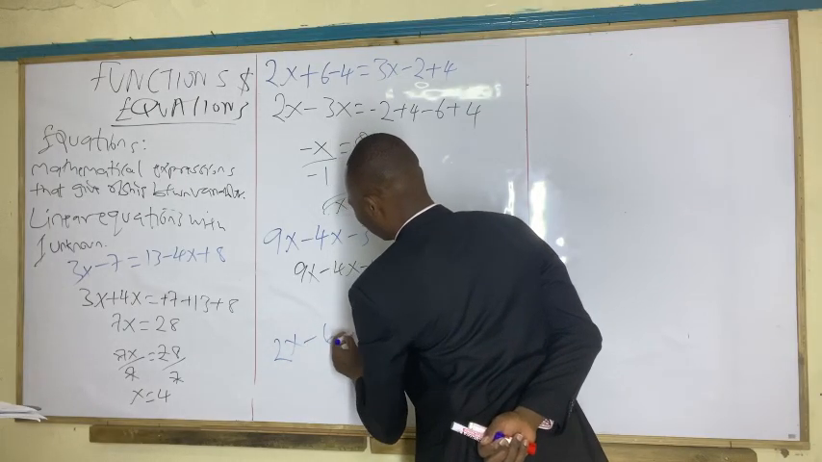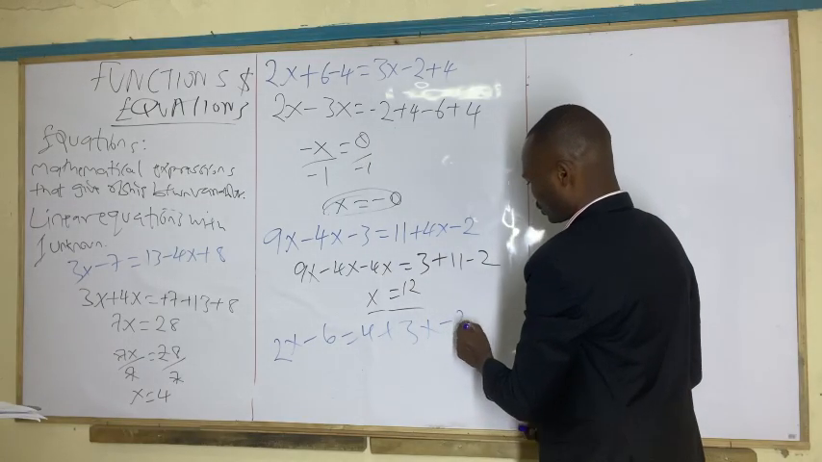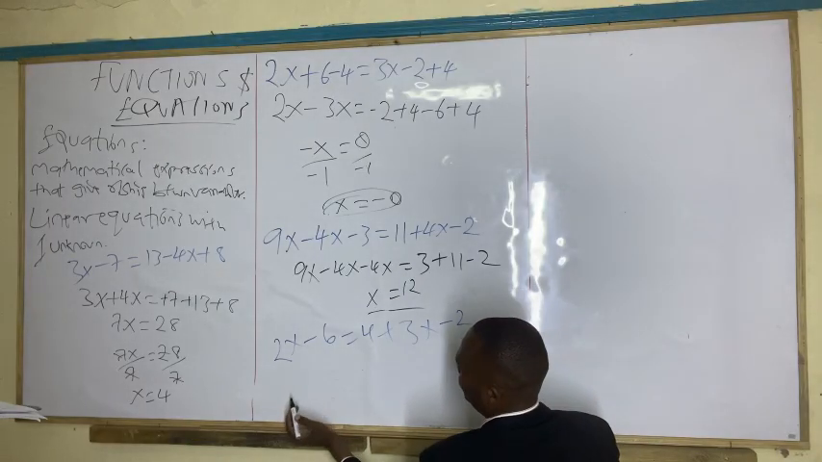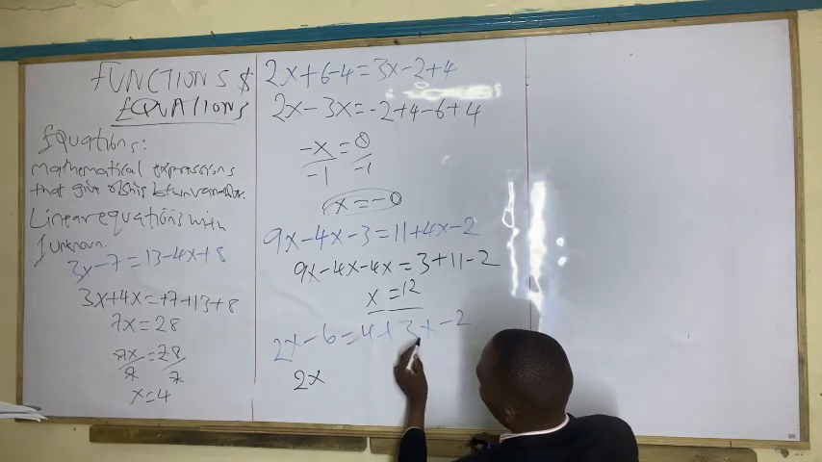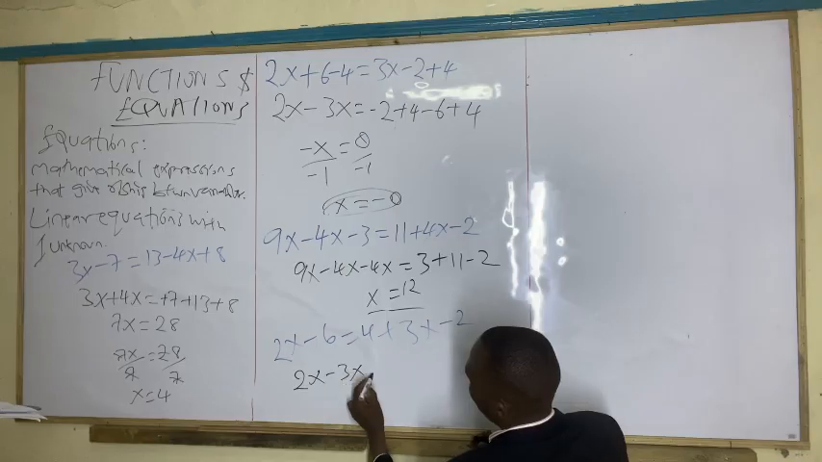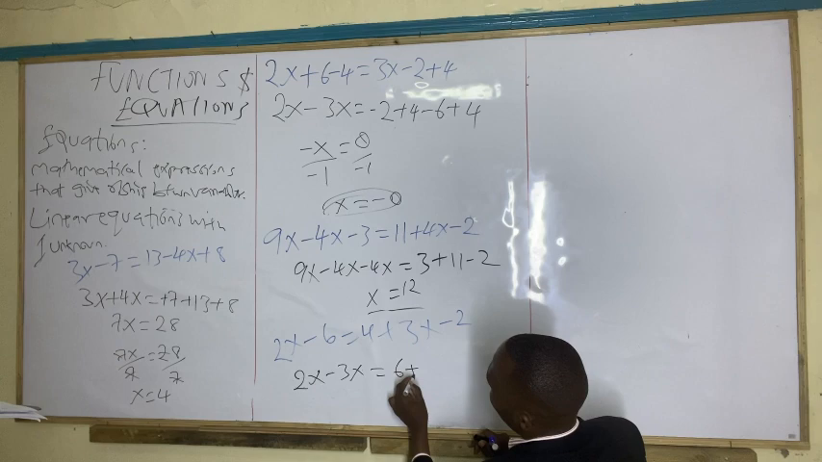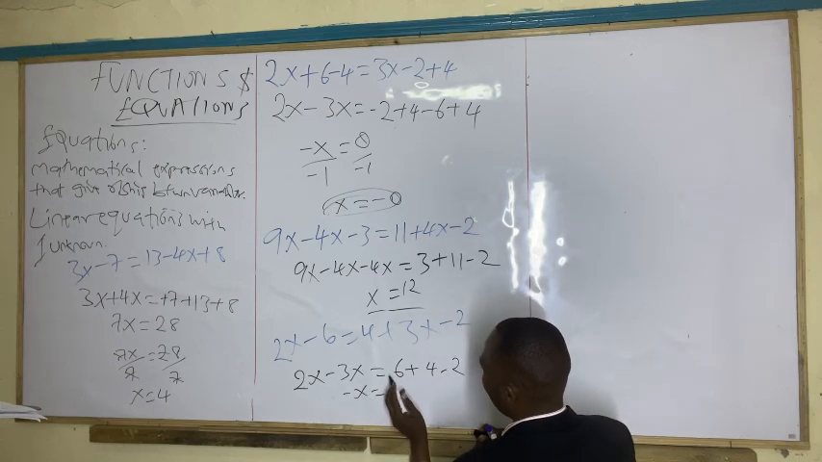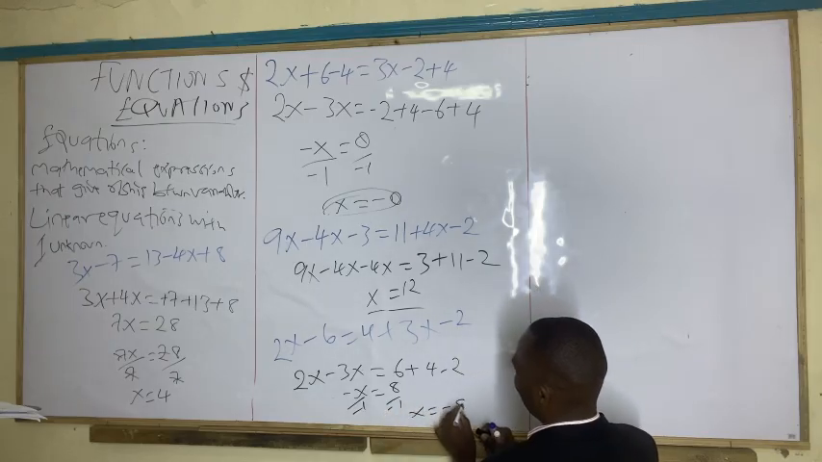2x - 6 = 4 + 3x - 2. So how are we doing it? We'll take like terms. So we have 2x, this is 4, this is 3x. 2x minus 3x is equals to negative 6. On the other side it becomes a positive: 6 plus 4 minus 2. So this is negative x is equals to 6 plus 4 is 10. 10 minus 2 is 8. So negative x equals 8, so x is equals to negative 8.